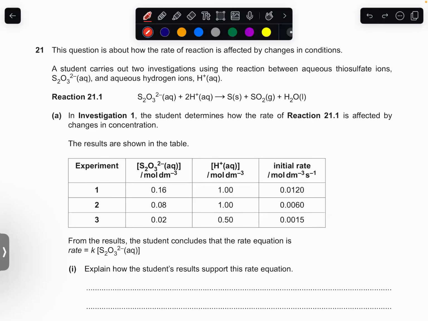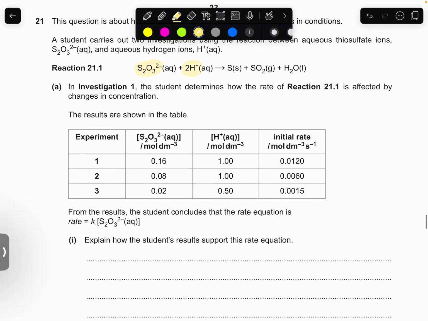This is a year 2 rates question, on the rate equation, question 21, October 2021. This question is about the rate of reaction, which is affected by changes in condition. A student carries out 2 investigations using a reaction between aqueous sodium thiosulfate ions and hydrogen ions.